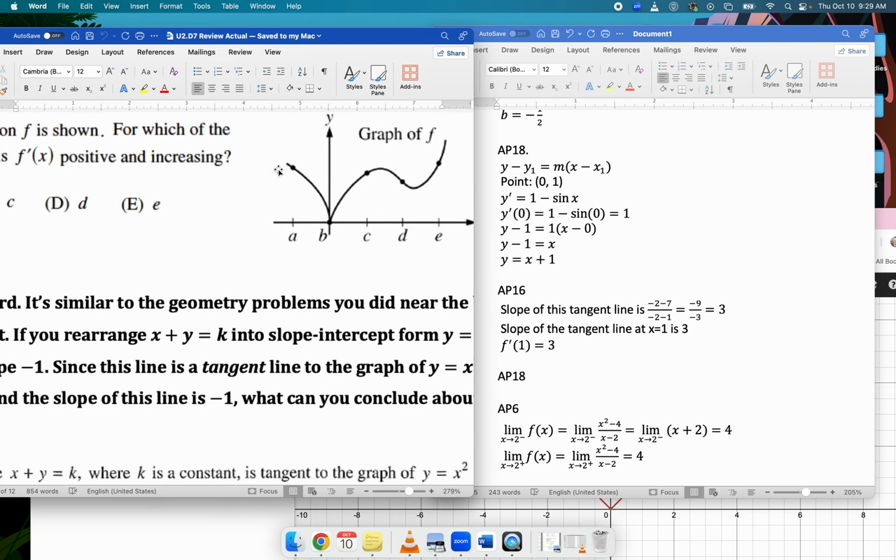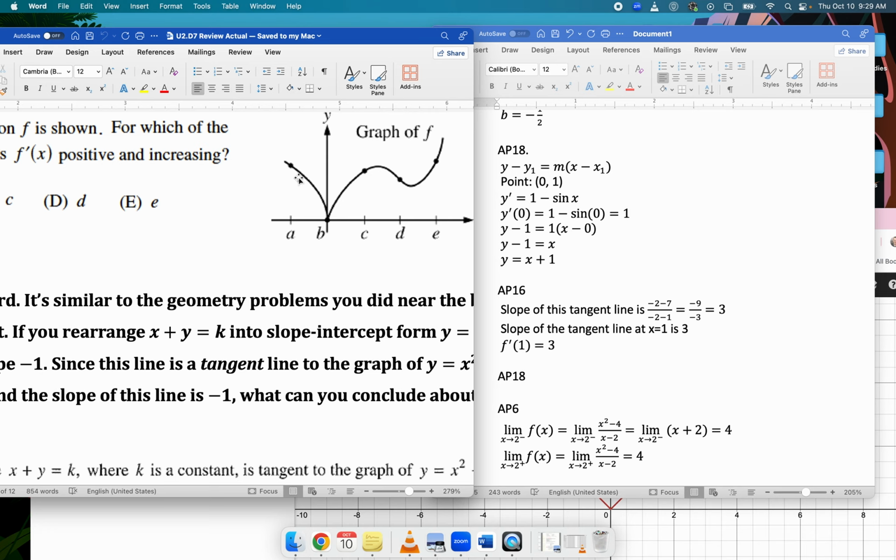Let me see. On this region, f prime is negative, right? So forget about that. On this region, f prime is positive, but I think it's decreasing, because here the slope is maybe like 3, but here the slope is a little bit less, right? So the slope is sort of decreasing. And then on this region, f prime is certainly negative, right?